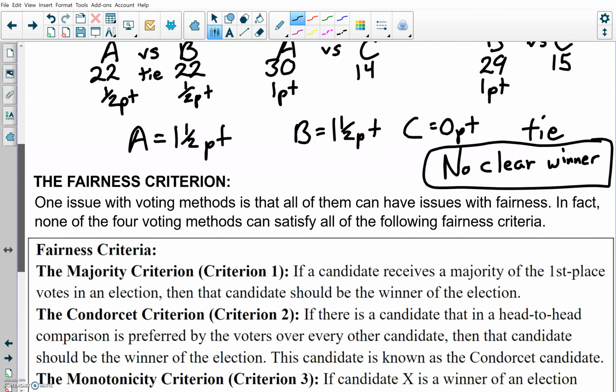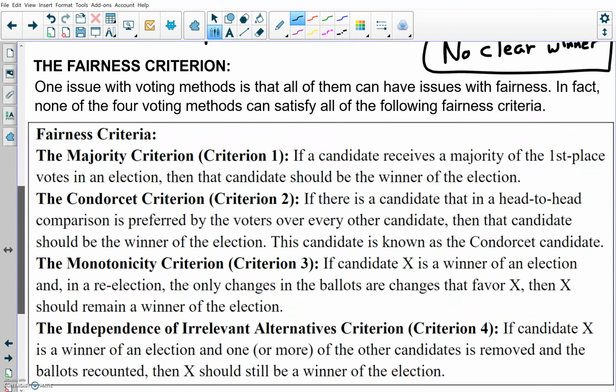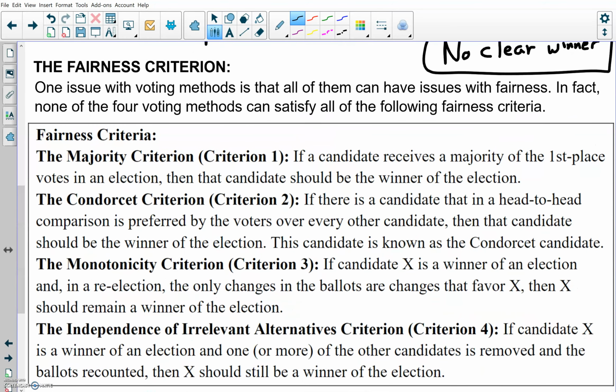All right, so the fairness criterion, getting into this, we may go into part 3 probably for the examples here, but let's go through this fairness criterion. And basically, one issue with voting methods, all of them can have issues with fairness. You know, especially when you start talking about people's perspective of what's fair and what's not fair. They can all have issues with fairness. In fact, none of the 4 voting methods can satisfy all the following fairness criterion.